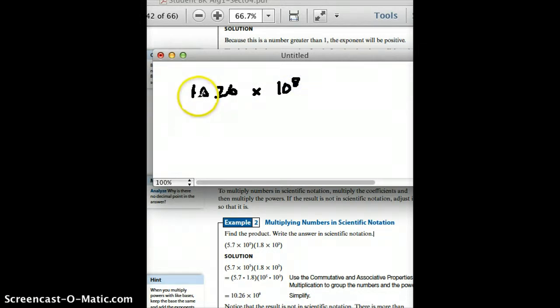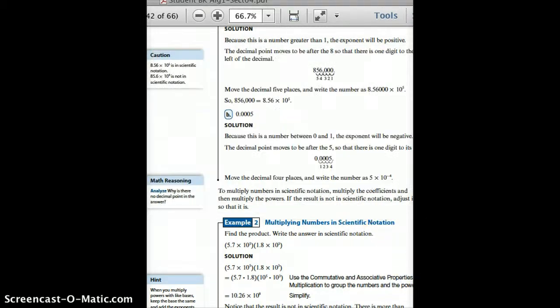In scientific notation, there's only one number in the ones place. So you would have to move the decimal one space. So it would be 1.026 times 10 times 10 to the 9th power.